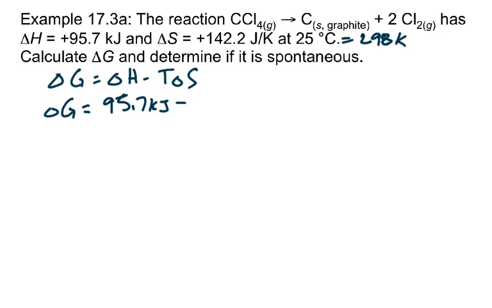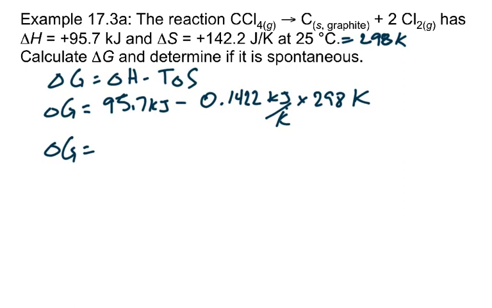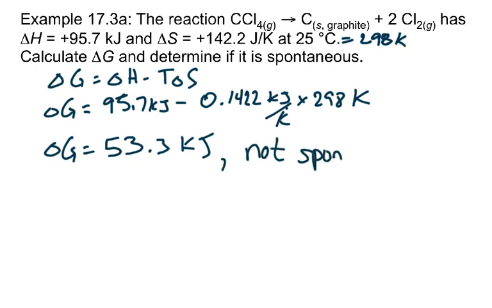Minus our T delta S, which is 142.2 joules, which is 0.1422 kilojoules per Kelvin, times our temperature, 298 Kelvin. So our delta G, if I do that math, is 53.3 kilojoules, which means we are not spontaneous. It's a positive number. Positive delta G is not spontaneous.